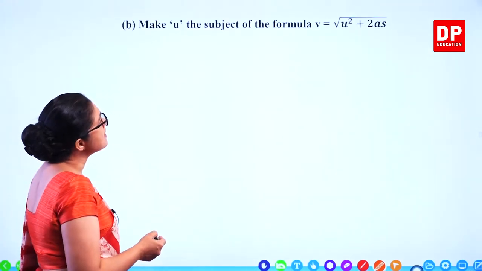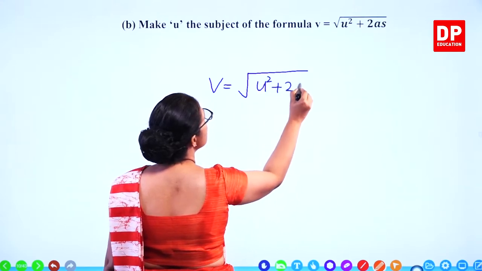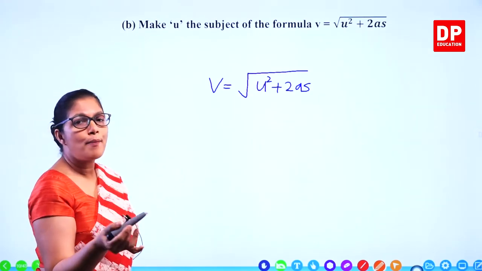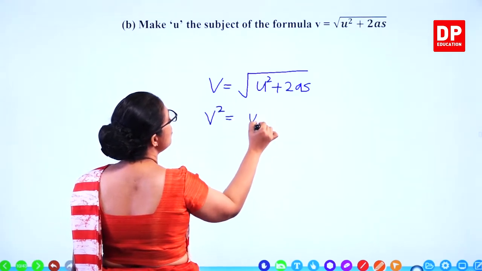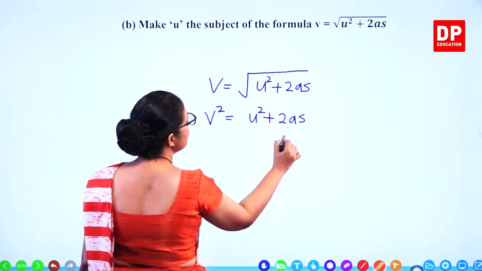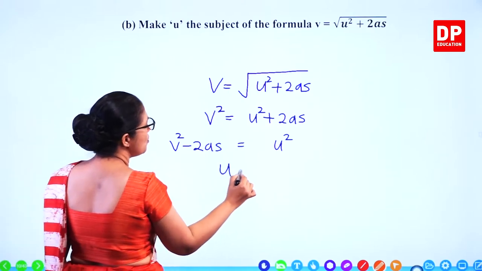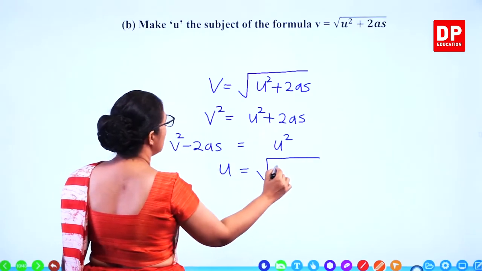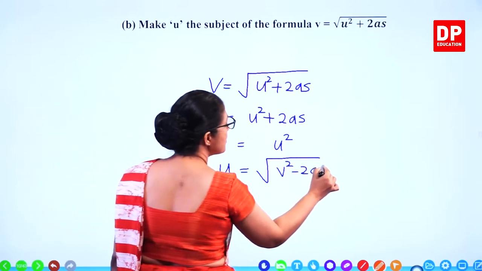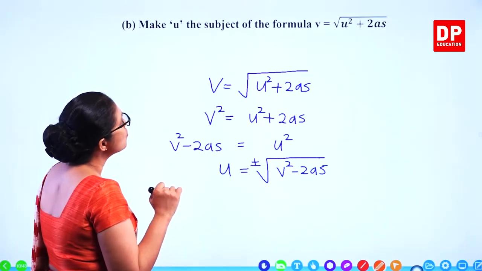Part B, make u the subject of the formula. V equals square root of u squared plus 2as. We need to get rid of the square root sign. What's the inverse of that? You square both sides. V squared is equal to u squared plus 2as. Then we need to keep u squared on one side. So I'll take 2as to this side, minus 2as. So what is u? Square root of v squared minus 2as. But when you are taking the square root, you can take either positive or negative. So you can write plus or minus the square root of v squared minus 2as.